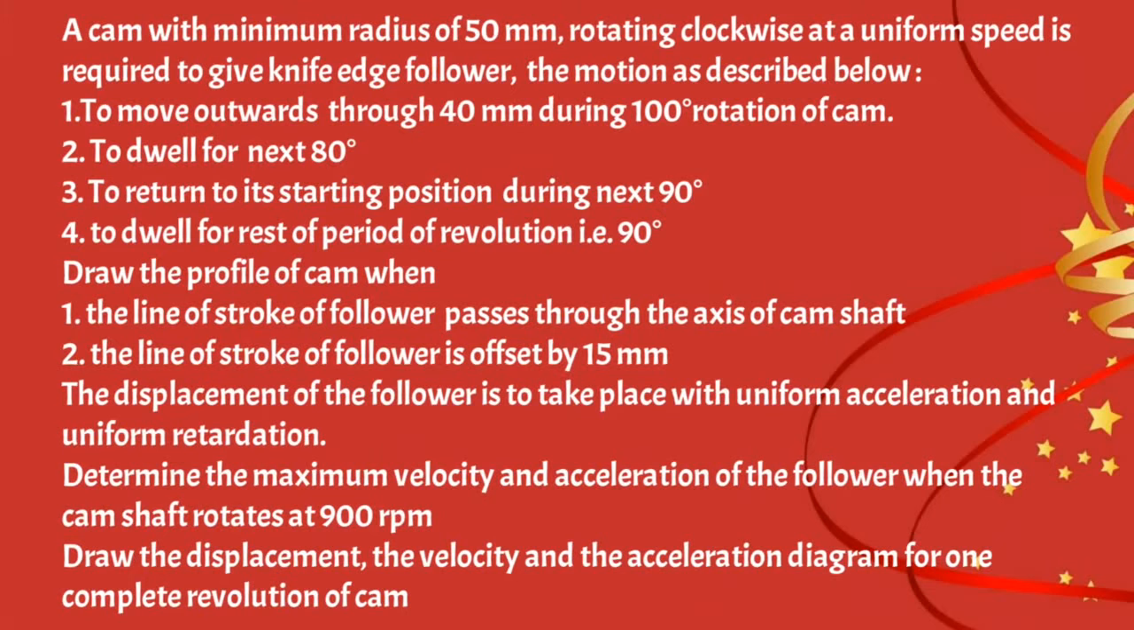When the line of stroke of the follower passes through the center of camshaft and when the line of stroke of follower is offset by 15 mm. The displacement of follower is to take place with uniform acceleration and uniform retardation. Determine the maximum velocity and acceleration of the follower when the camshaft rotates at 900 rpm. Draw the displacement, velocity and acceleration diagrams for one complete revolution of the cam. So this was the given question.